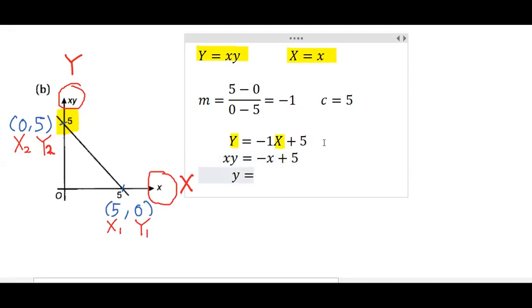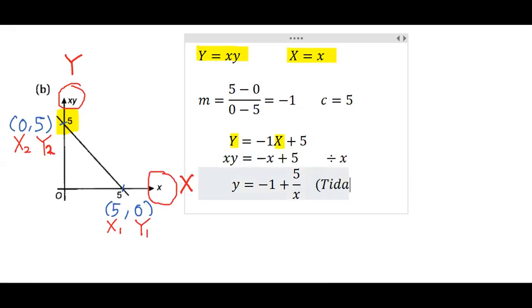Okay, macam mana cari y kecil? Ada x ni. Semua kena bahagi x. Ya, so xy bahagi x tinggal y. Negative x divide x, negative 1. 5 divide x, 5 per x. This is actually the original graph before linear. Ini adalah graph yang tidak linear, bukan linear. Okay, it's the non-linear graph, the original one. Soalan nak cari y, maksudnya dia nak cari yang asal. They want to find the original graph.